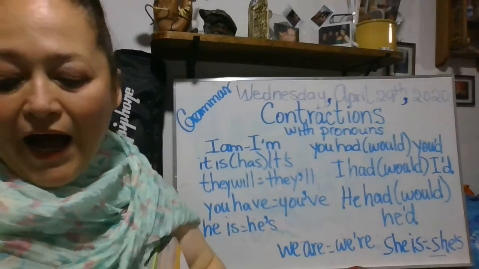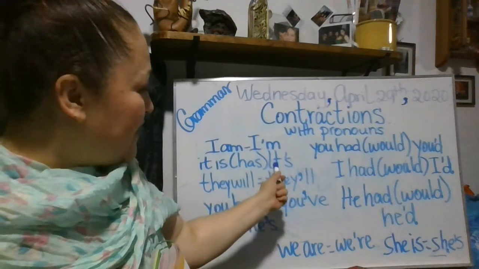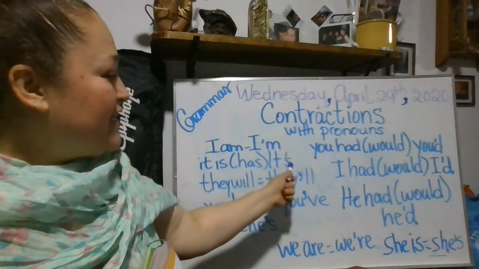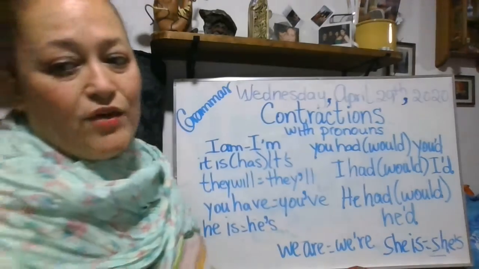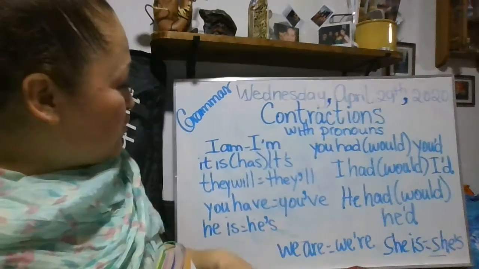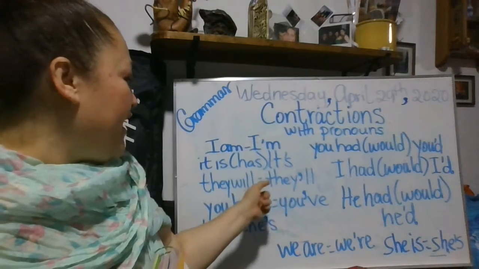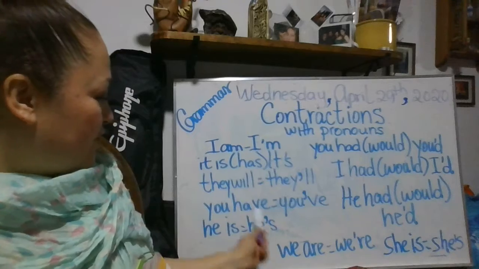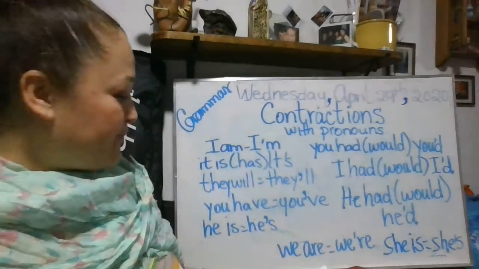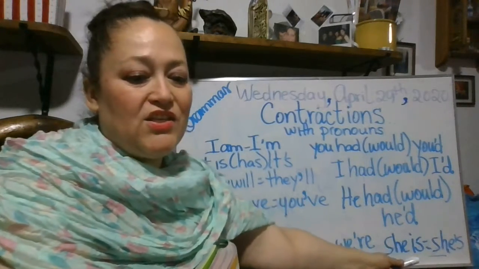I am, I'm, okay? It is, or has, it's. Here, if you use is or has, it has an s, okay? You don't use anything else but is. If you see a has or an is, it's it's. They will, they'll. You have, you've. He is, he's. We are, we're. She is, she's.